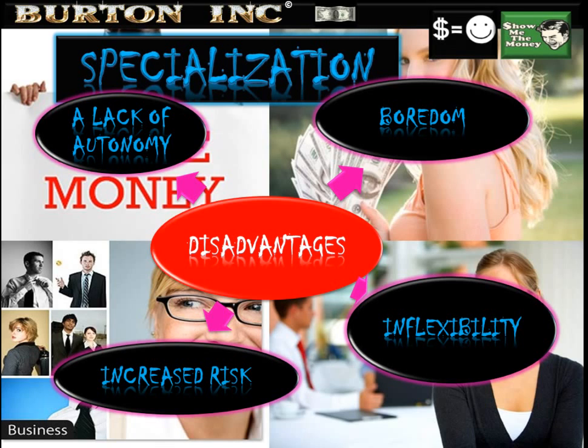There's a lack of autonomy. Specialisation results in interdependence in the production process. A breakdown or delay in one part of the process will cause problems for the entire business.